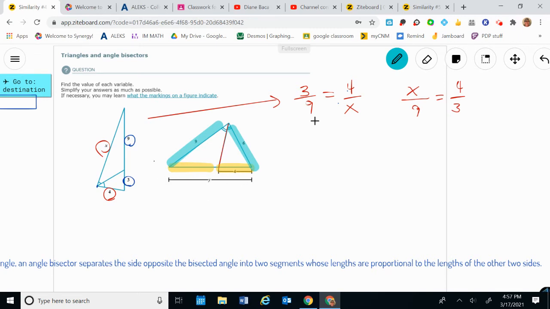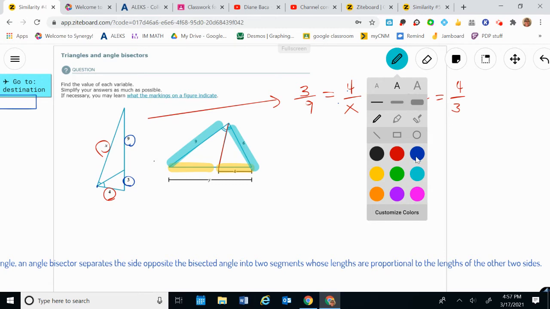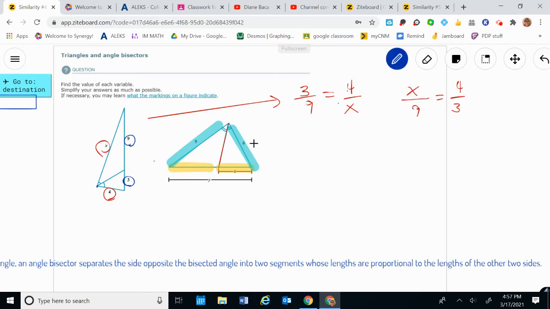Now here, check this out, you guys. This is actually a little tricky. Take a look. We have the length of this triangle. It's 6 and it's 4. And this is 9, but this whole distance is y. But we don't want the whole distance. We want this little distance.